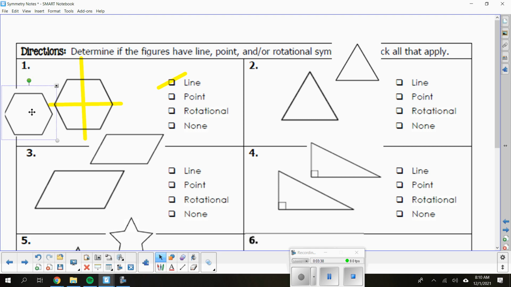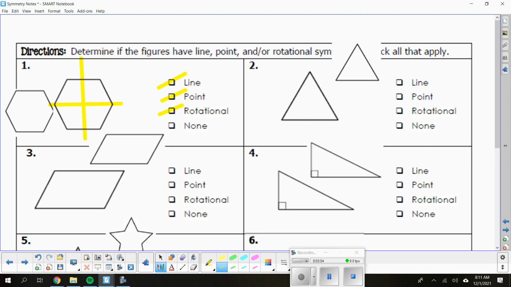If I go to rotate it, if I rotate it all the way around 180 degrees, does my figure look the exact same? Yes, so it has point. And since it has point, it also has rotational symmetry. So in this case, this one will have every single one.